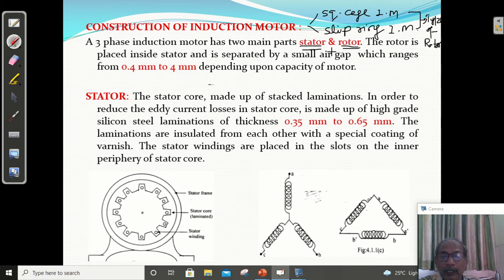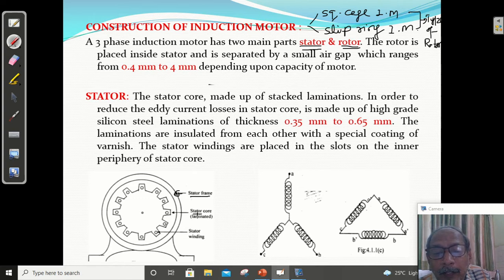You can say the outermost part of the machine is called as stator. This is the part, you can say here. This is the base. This is the outermost part. Clear? ये दिख रहा है आपको? This outermost part is called as frame. It is called as stator frame.